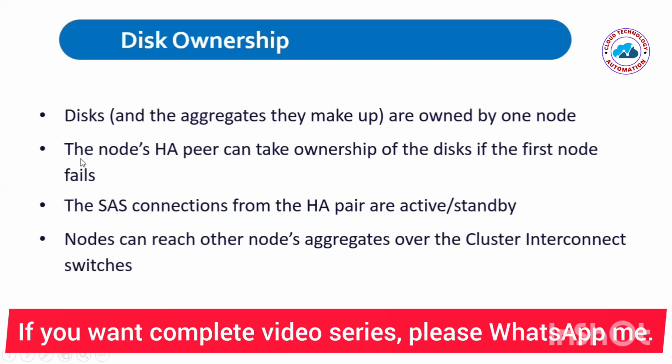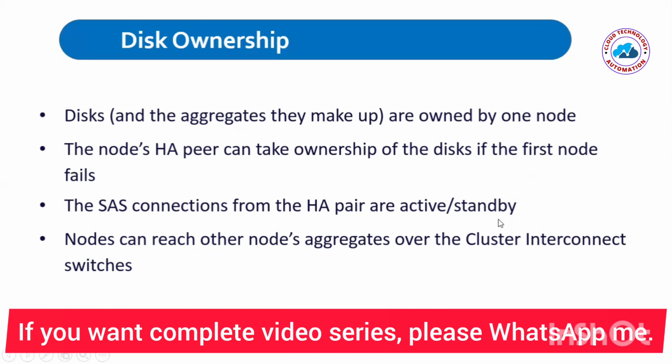So the node 2 peer can take ownership of this. All the disks and aggregates are owned by separate nodes: aggregate 1 is owned by node 1, aggregate 2 is owned by node 2. But aggregate 1 is taken care of by node 2 in the event of any node failure or crash. The SAS connection from the HA is active and standby.